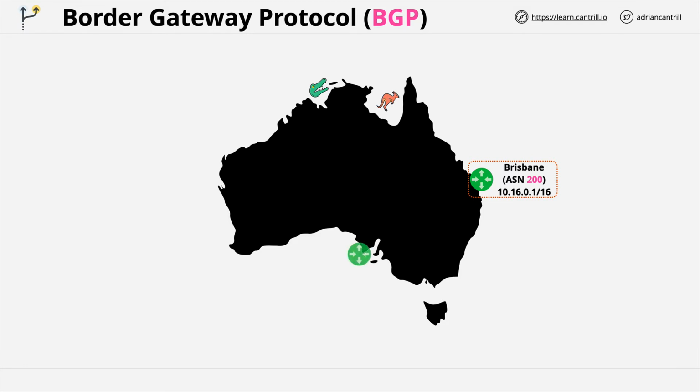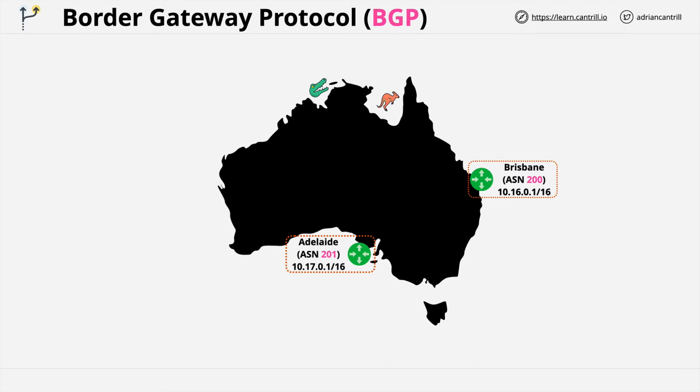We have Adelaide on the south coast using a network range of 10.17.0.0/16, and the router is using 10.17.0.1, and this has an autonomous system number of 201.